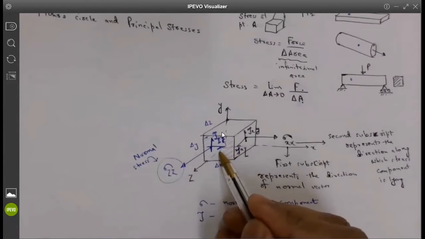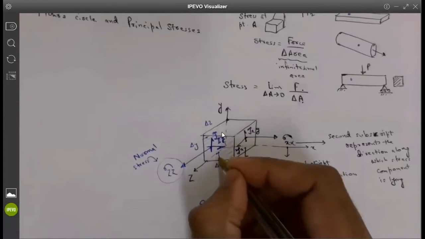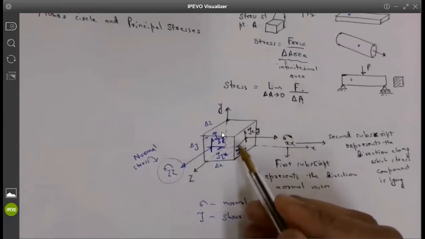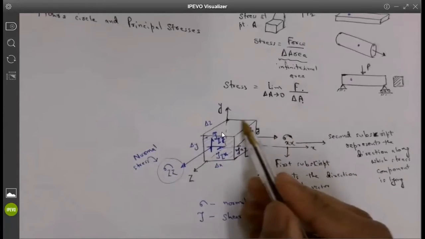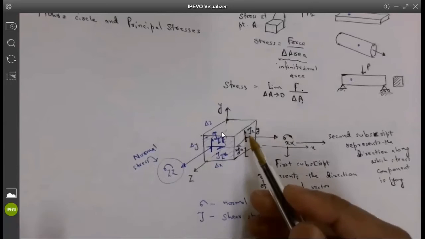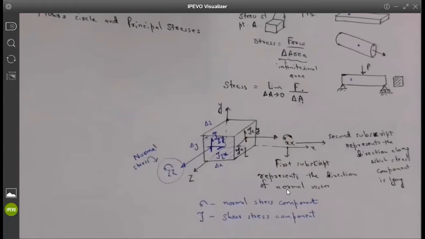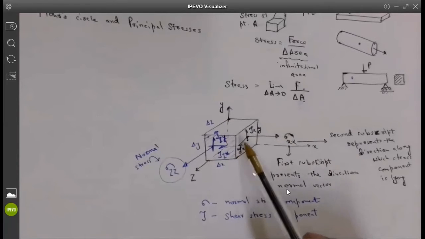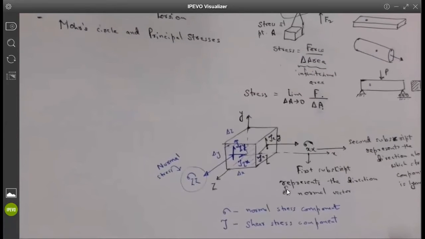Can you identify this one as well? Tau ZX. Perfect, tau ZX. So like this, you have three components of stress on each one of these faces. How many faces do we have here, guys, in this cube? We have 6. And if each one of these faces has 3 components, then how many stress components do you get? 18.